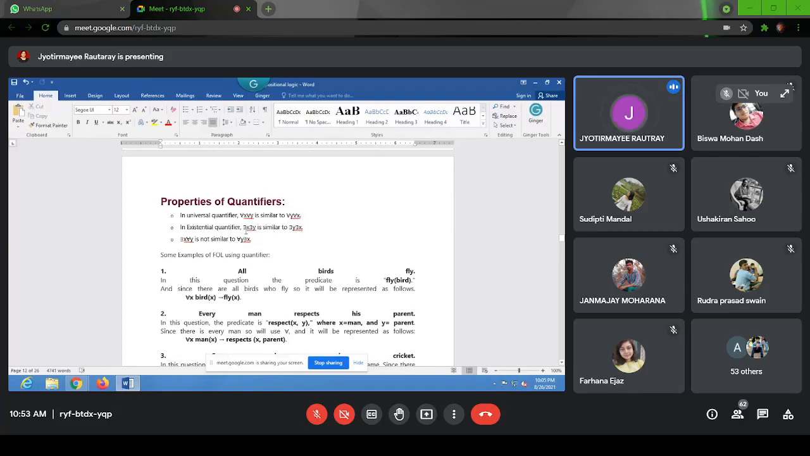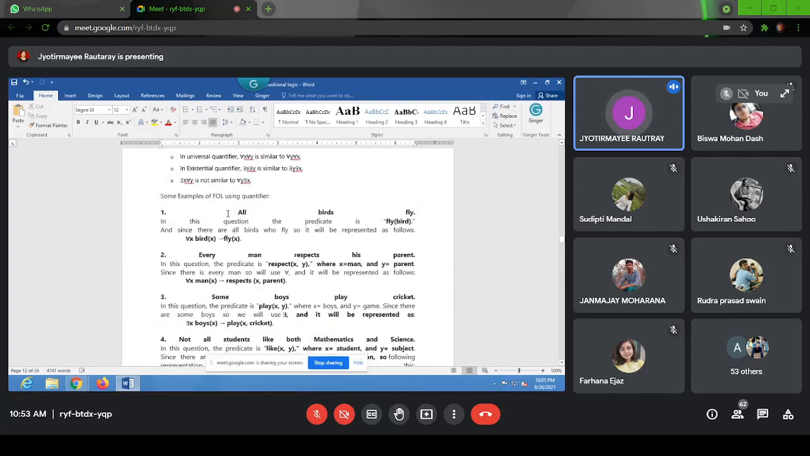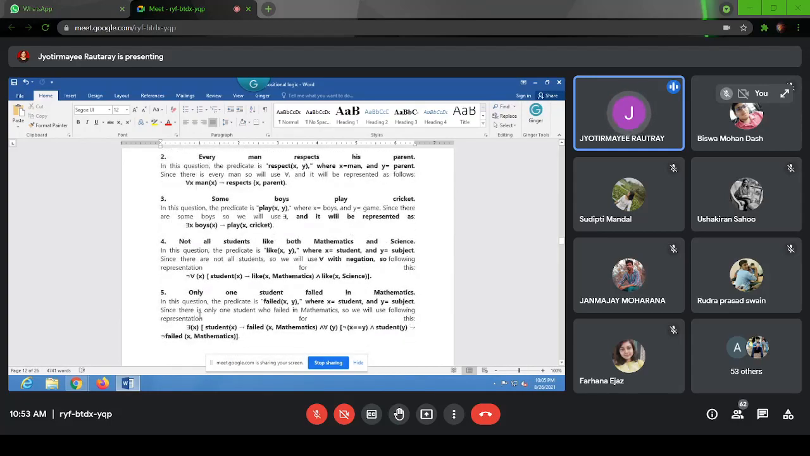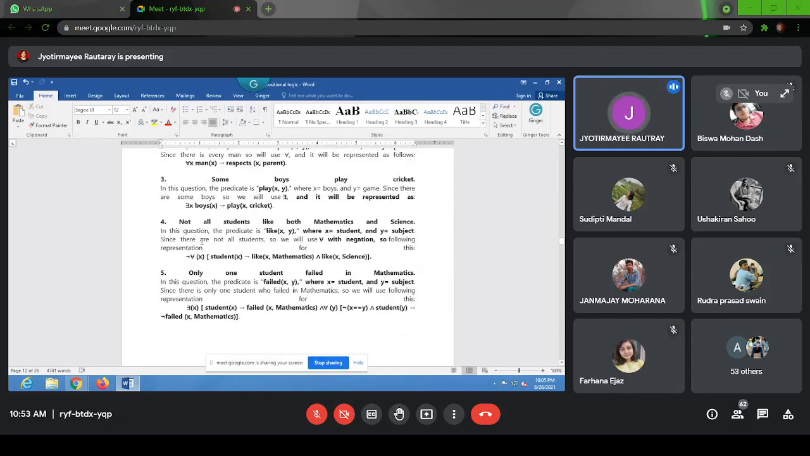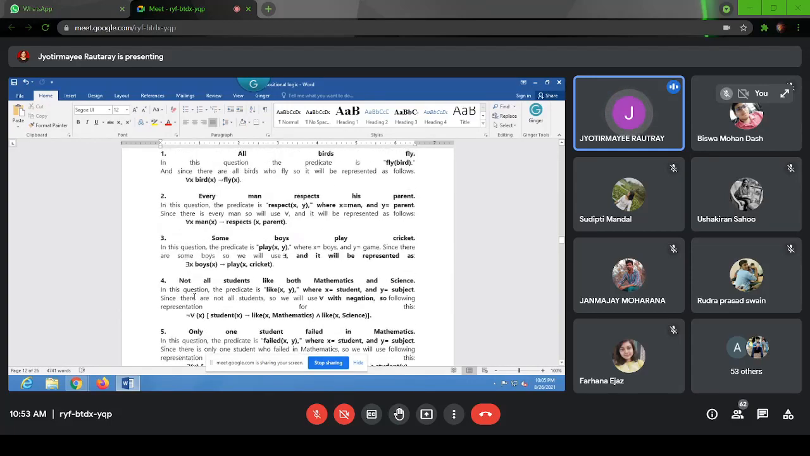But if you get a combination of universal and existential, like there exists x and for all y, that is not similar to for all y there exists x. I will tell how it happens. Listen, these are some examples of first order logic using quantifiers. This type of question you will get. Let me explain one example, and I will share this note, and you look at all those examples that I have given.